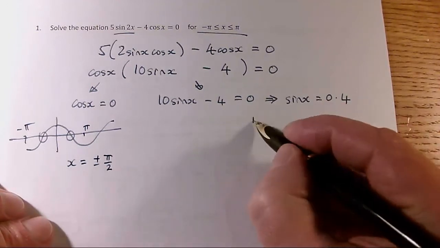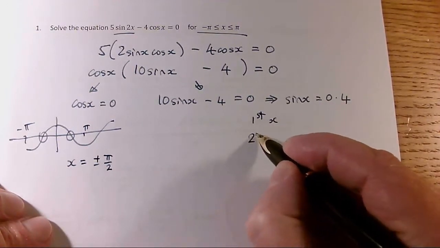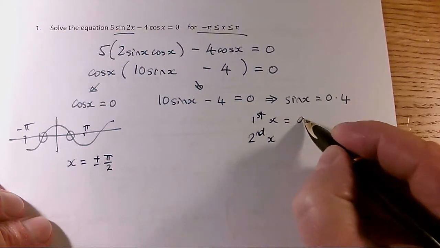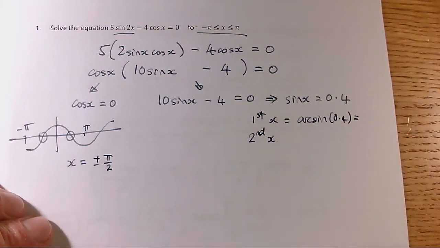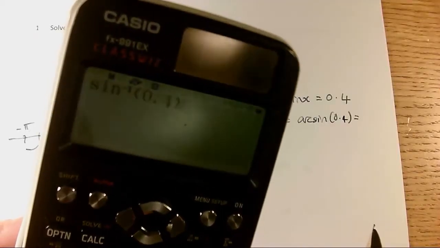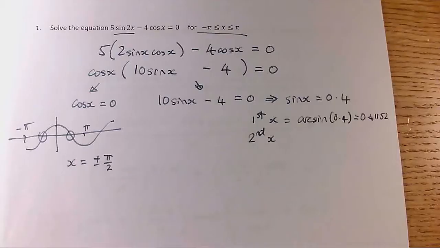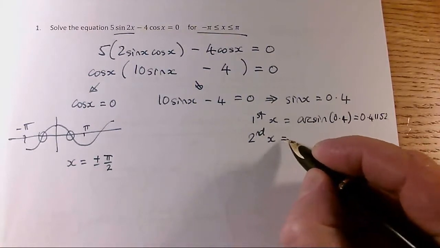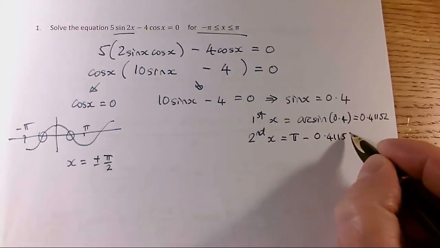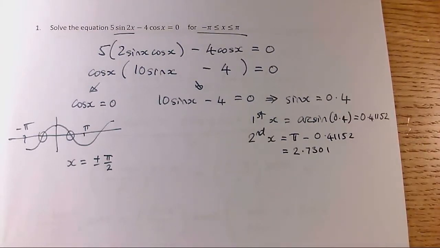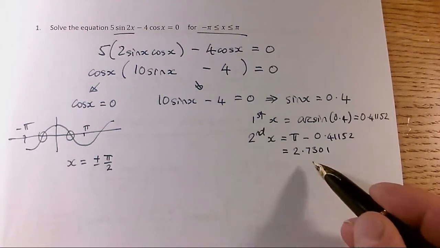But this one I do need the first x, second x method. So the first x I need to do is arc sine of 0.4, which is, after checking we're in radians, that thing there. And to get my second x for a sine, I have to do pi minus the first x, which is this value here.